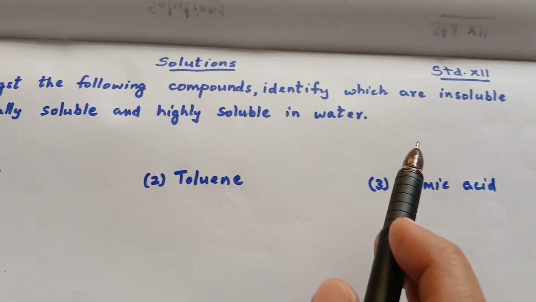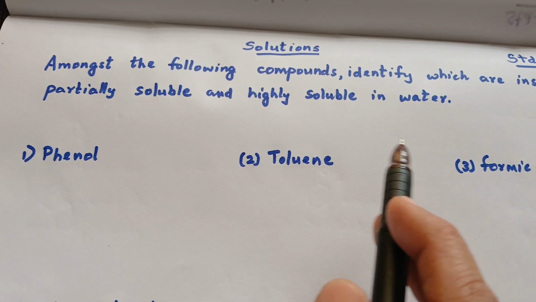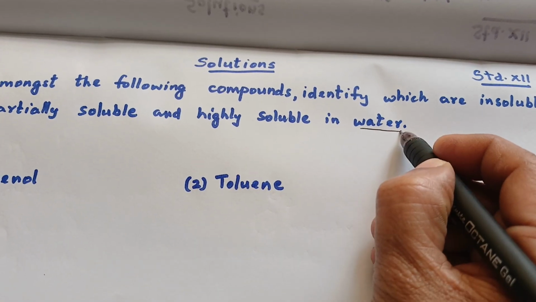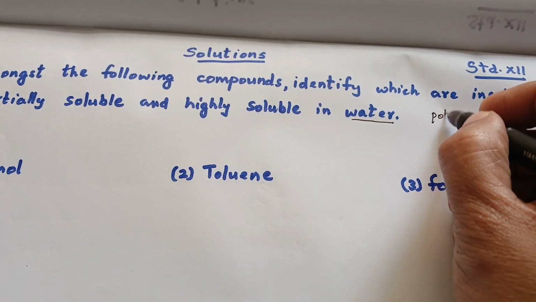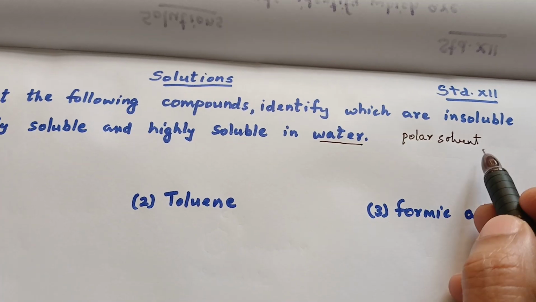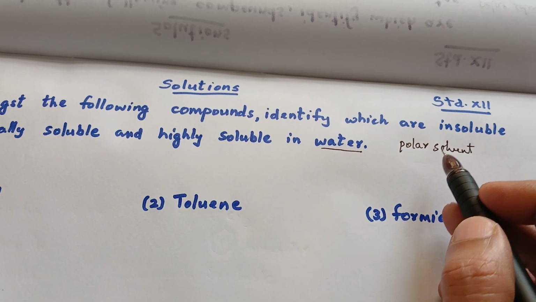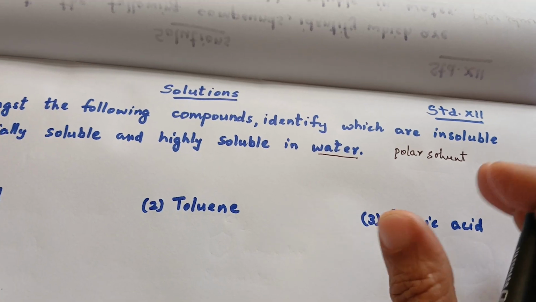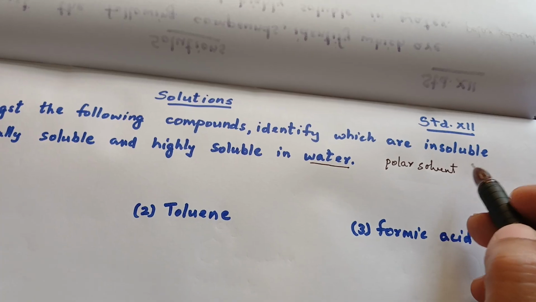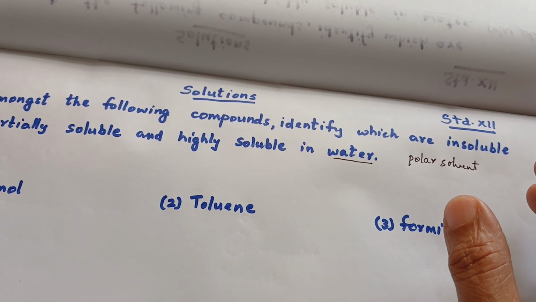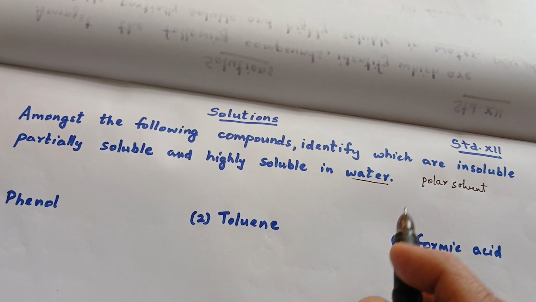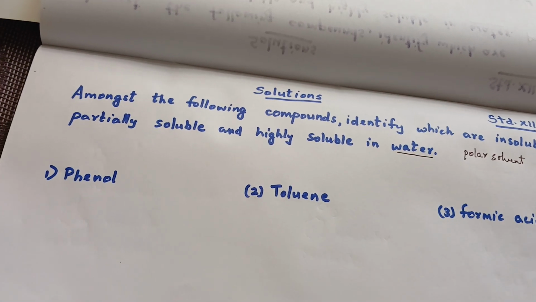Amongst the following compounds, identify which are insoluble, partially soluble, and highly soluble in water. Water, as you know, is a polar solvent. That is, there is a dipole, a separation of positive and negative charges in water, because of the high electronegative nature of oxygen. Oxygen pulls the electrons towards it. So when ionic solutes or polar solutes are put in water, they become readily soluble or highly soluble.